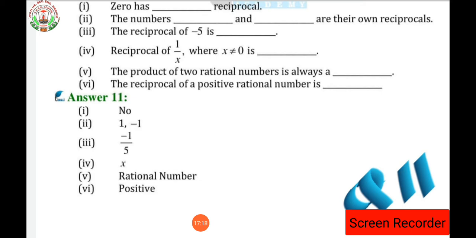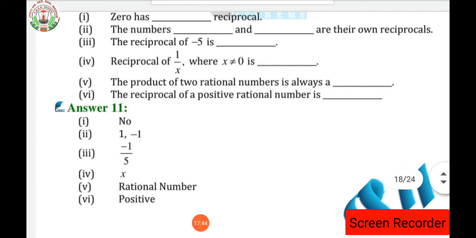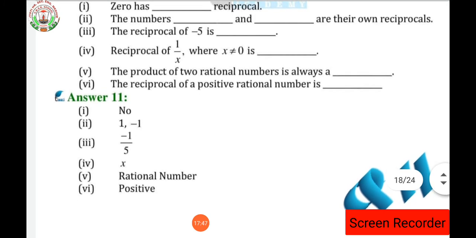Clear? Second fill up is, the numbers dash and dash are their own reciprocal. In the question number 10th second part, just before, we had studied. So the numbers 1 and minus 1 are their own reciprocal. Now the third, the reciprocal of minus 5 is dash. What will be the reciprocal of minus 5? Obviously that is minus 1 upon 5.